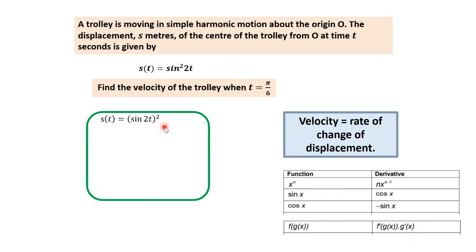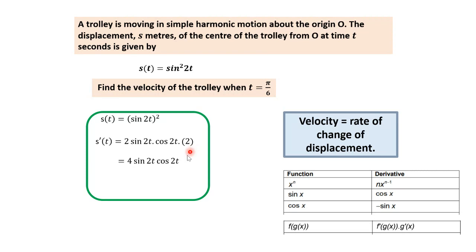Okay, so if I find s dash t, I differentiate it, what am I going to do? I'm going to drop the 2 down, my sine 2t remains the same, and then I differentiate the bracket. Okay, and what's the derivative of sine? Cos 2t, my angle also stays intact, and then I differentiate the angle, which gives me 2.